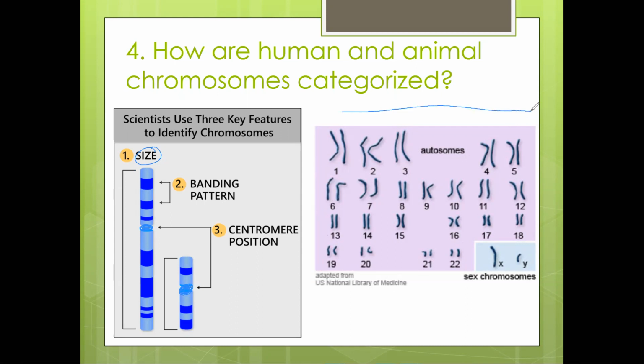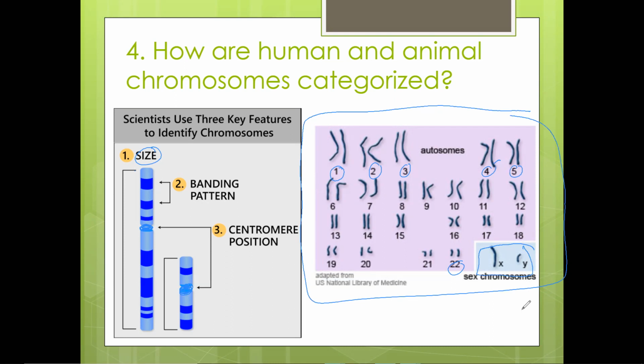This picture right here is called a karyotype. It's not important that you know what it's called right now, but a karyotype is all of the chromosomes laid out and organized by pairs. So you can see chromosome 1, 2, 3, 4, 5, 6, 7, and so on, all the way down to 22. And our 23rd pair are our sex chromosomes.